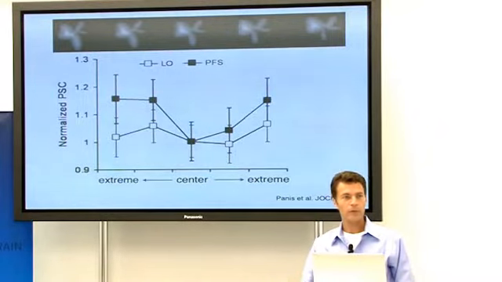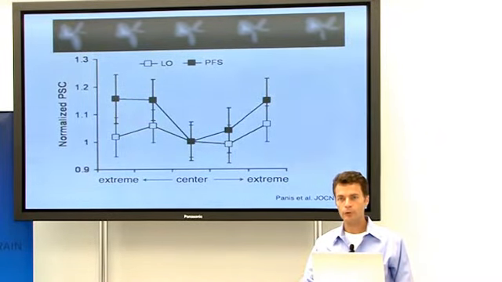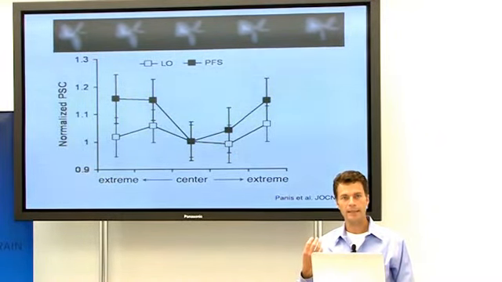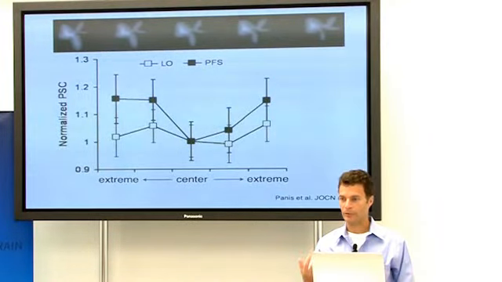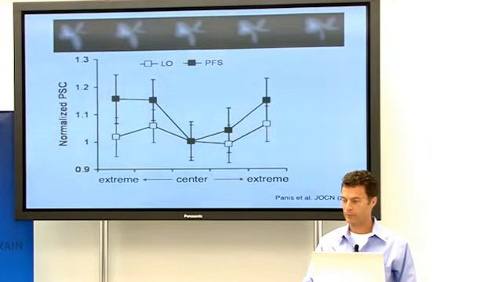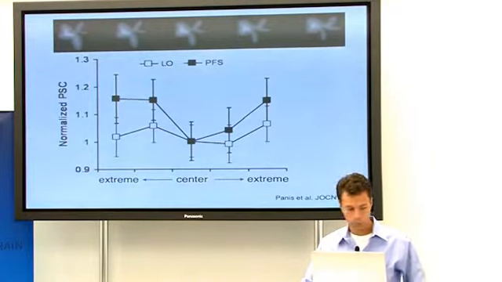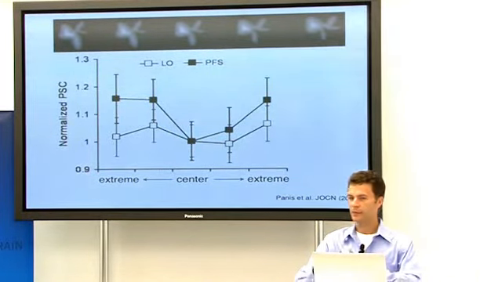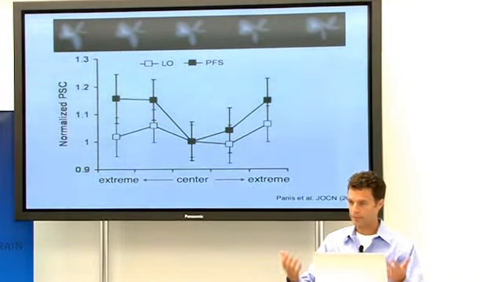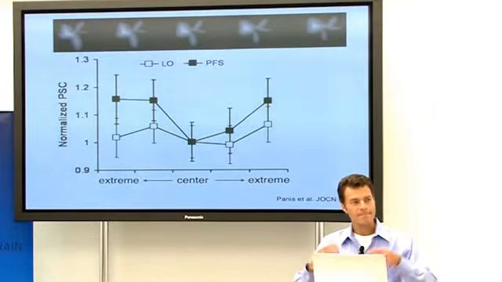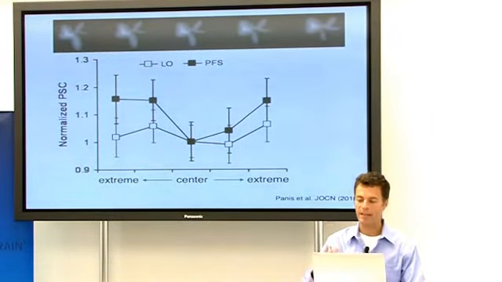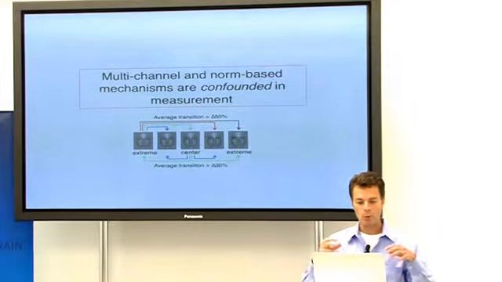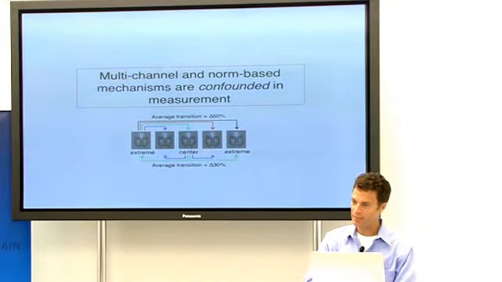Well, okay, so this seems fine, right? I mean, these are two perfectly intellectually clear ideas about how neurons might represent information, right? You have a population code, you have a norm-based code. They're easy enough to define conceptually. These are coherent concepts. The problem is that multi-channel and norm-based mechanisms are confounded in measurement.